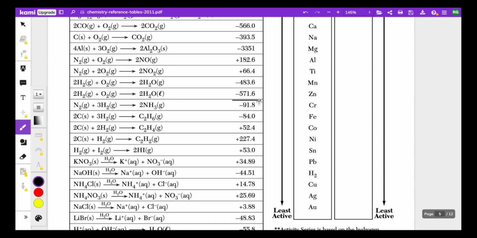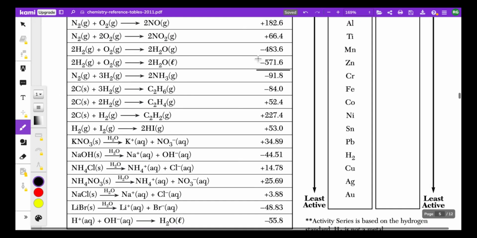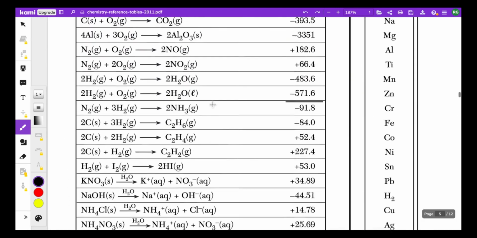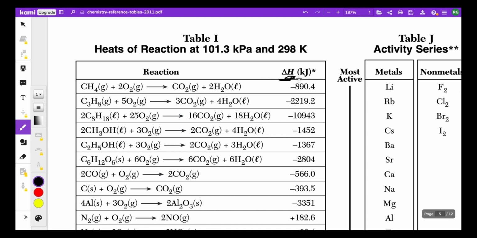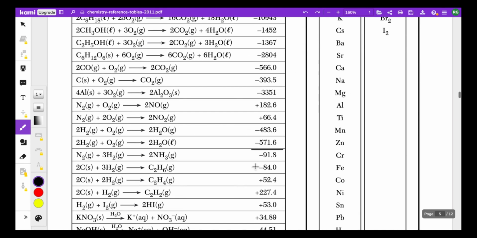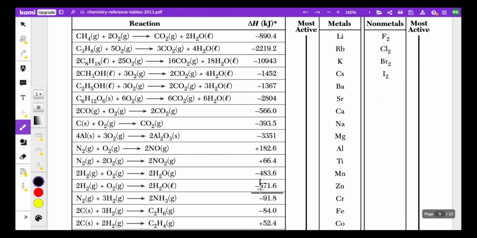Found this energy, and it turns out that this reaction releases this much amount of energy. All right, so this is the delta H value, and the delta H value is the same thing as heat of reaction. So in the context of this reaction, how much energy have you released? In this case, you have released 571.6 kilojoules of energy. All right.